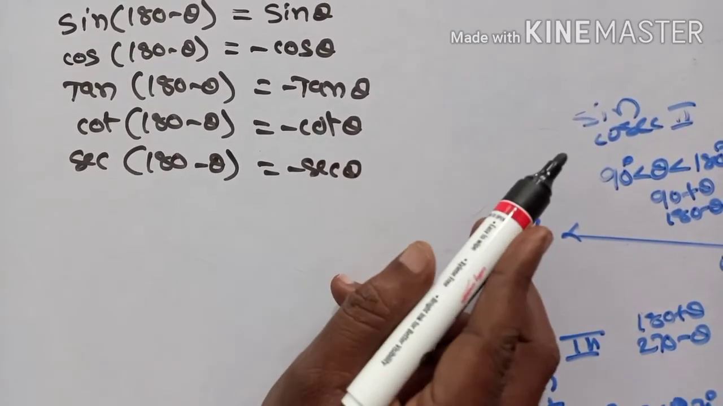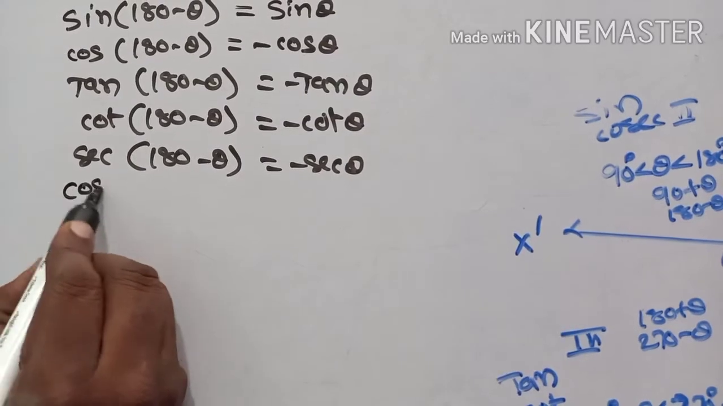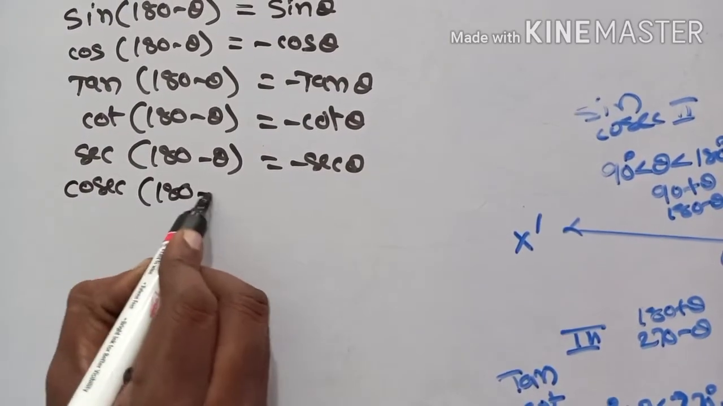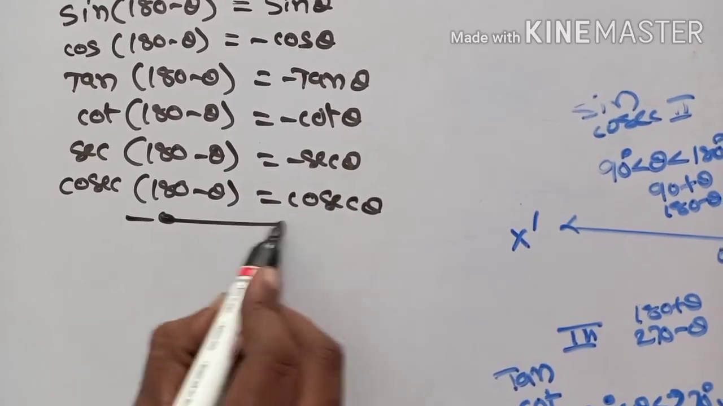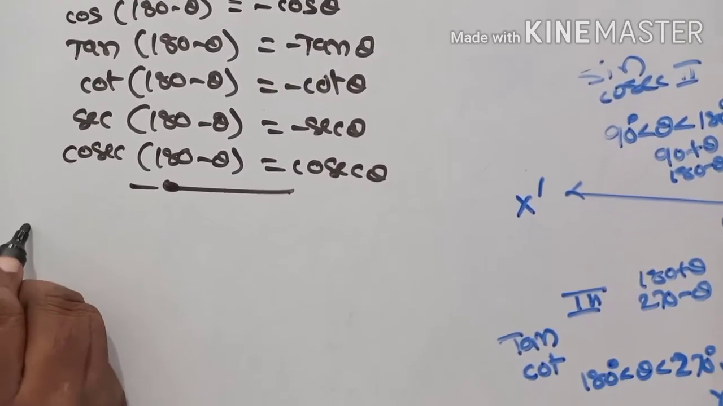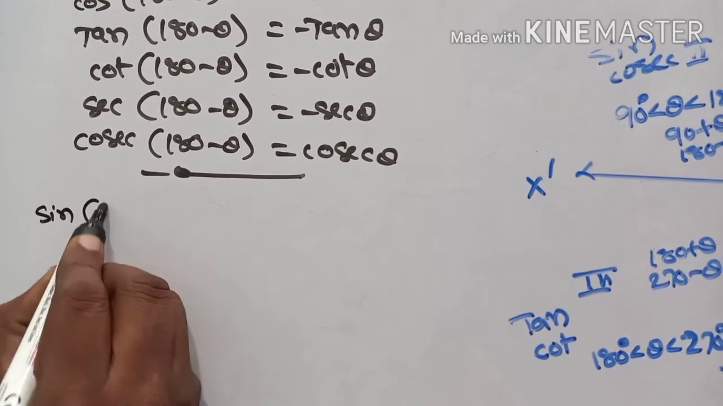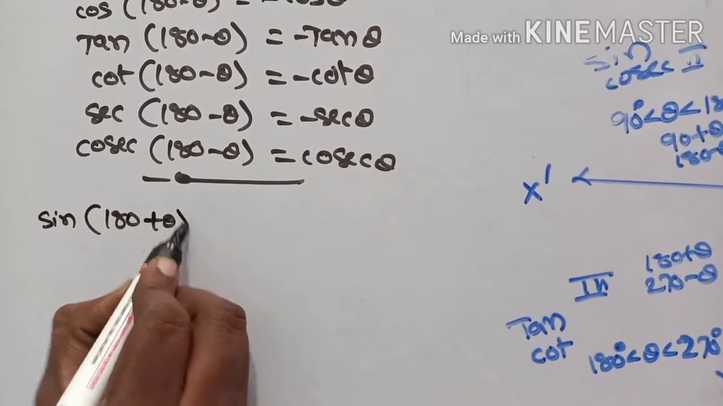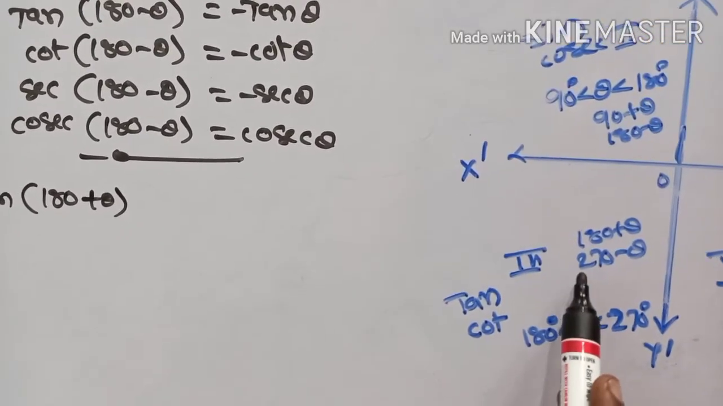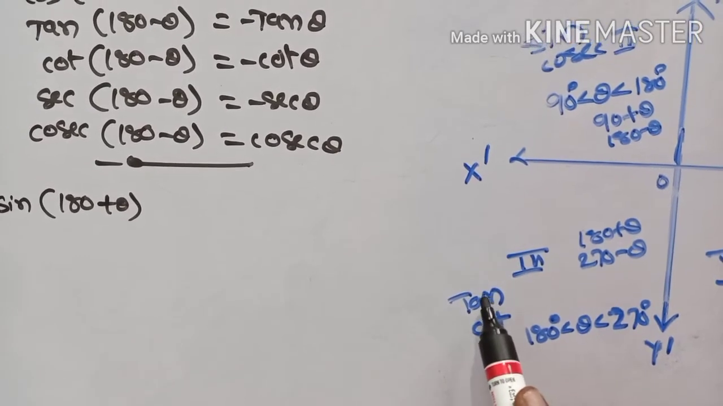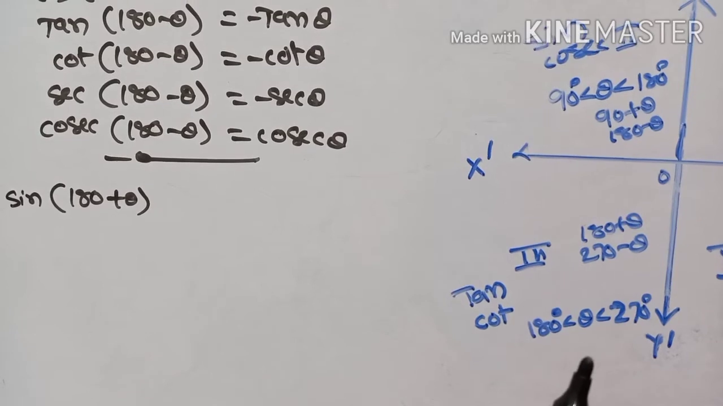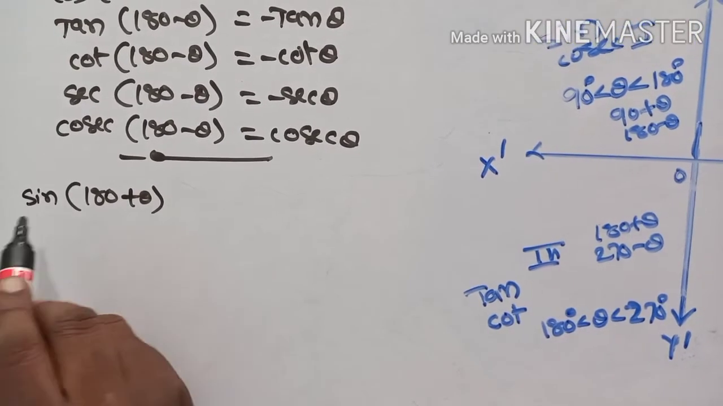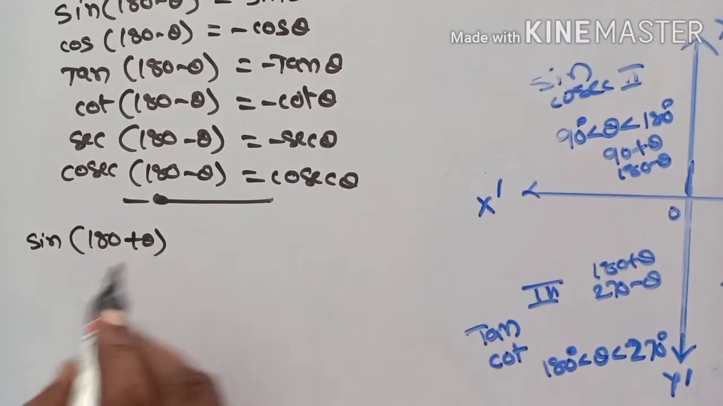Cosec 180 minus theta is positive in the second quadrant, so cosec 180 minus theta is cosec theta. That's enough. Now next one, sin 180 plus theta. 180 plus theta is in the third quadrant. In the third quadrant, tan and cot are positive, and the remaining trigonometric ratios are negative. With 180, the trigonometric ratios are not changed.